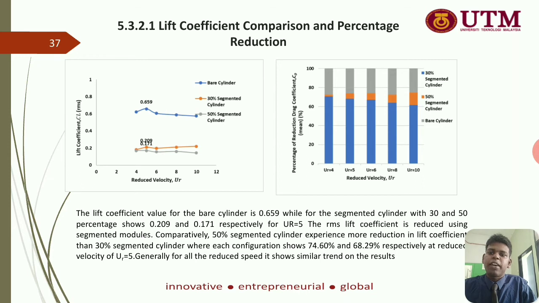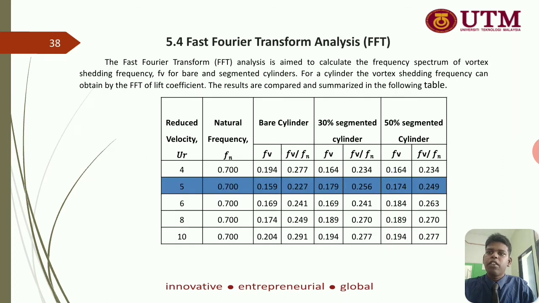Comparatively, the 50% segmented cylinder experiences more reduction in lift coefficient than the 30% segmented cylinder, where each configuration shows 74.6% and 68.29% respectively at a reduced speed of 5. Generally, for all reduced speeds, it shows a similar trend in the results.